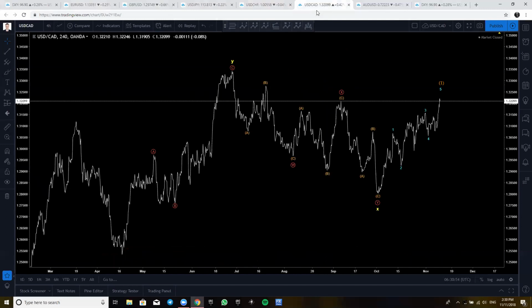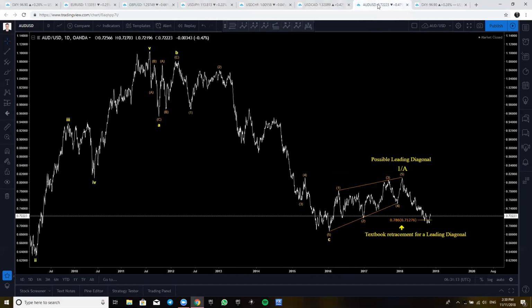Let's move on to USDCAD. I thought this was done also. USD had a little bit of a push. Doesn't change anything for me. This is still a diagonal. It's a bunch of three-wave moves coming up. I'm estimating it finishes somewhere around here and we have a correction. So looks pretty good on this one.